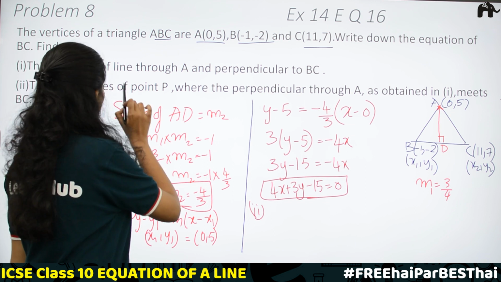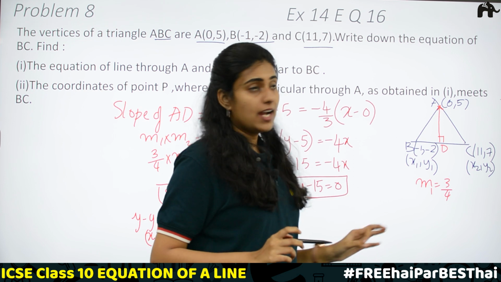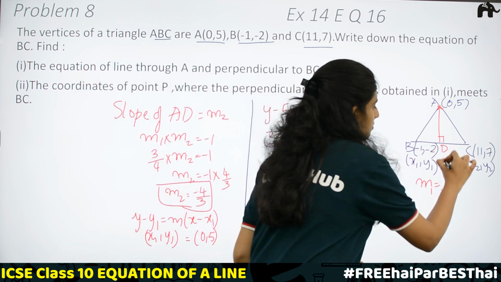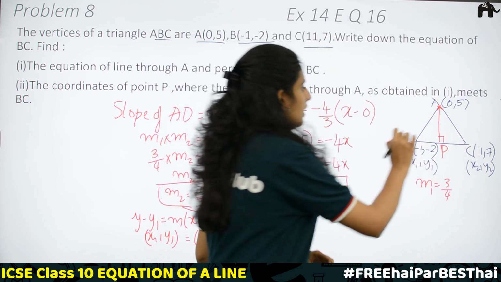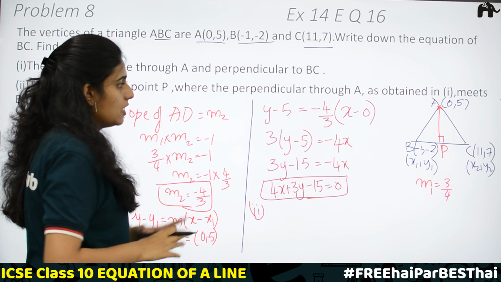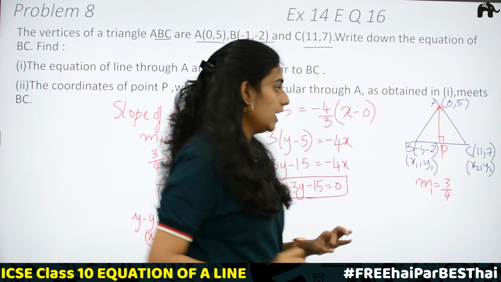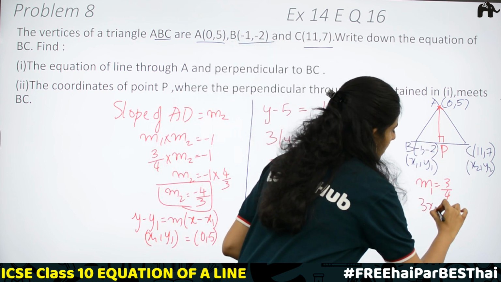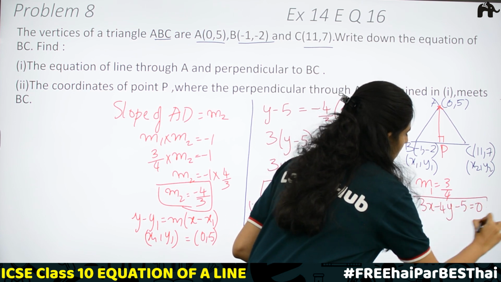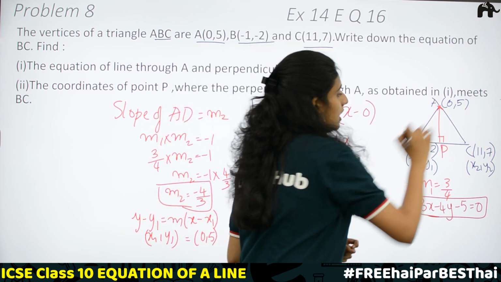we have to find the coordinates of point P where the perpendicular through A, as obtained in 1, meets BC. So, this point is taken as P here. We are naming this point as P. Now, we have to find the coordinates of point P. For the line BC, we have obtained an equation that is 3x minus 4y minus 5 is equal to 0. So, this is the equation of BC.